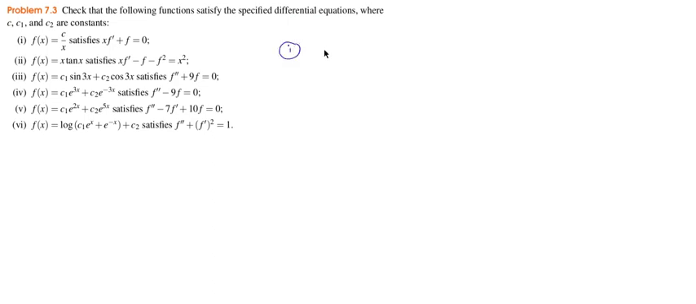The first one is, I have this differential equation: x times f prime plus f equals 0. And this is valid for all x, right? And then we have f is c divided by x. We can also write this like this. This is just a shorthand way.